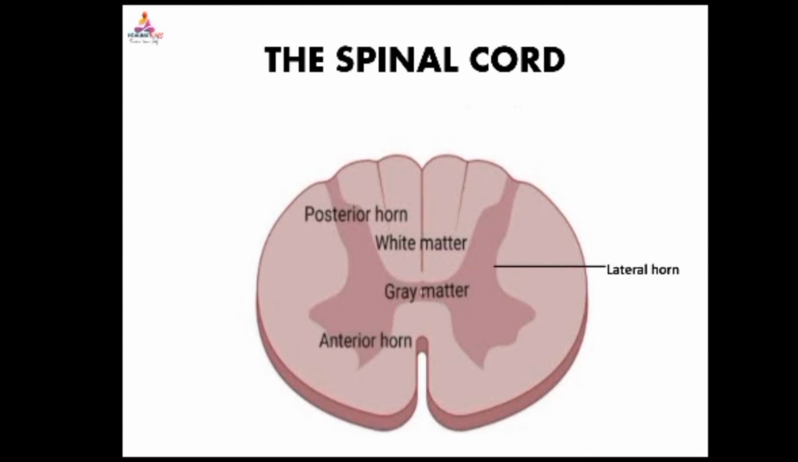In a three-dimensional view of the gray matter of a spinal segment, the horns appear as long vertical pillars. In each half of the spinal cord, the white matter is divided into anterior, lateral, and posterior white columns or funiculi.